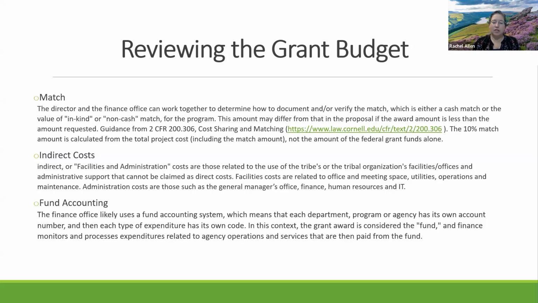So it depends on how much funding the tribe asked for in their grant to carry out their services, objectives, and goals, and then the tribe agrees to match 10%. This is from 2 CFR 200.309, cost sharing and matching, where you can find the language on that 10% match. It's calculated from the total project cost, including the match amount, not just the federal dollars alone. And we have a link there in the slideshow.